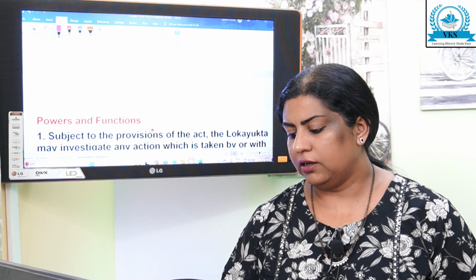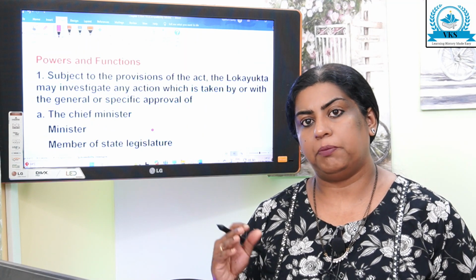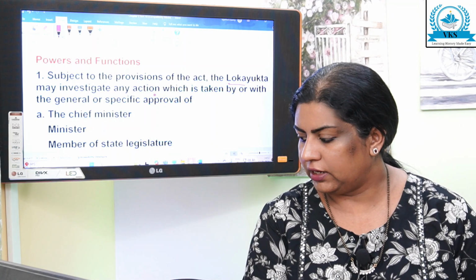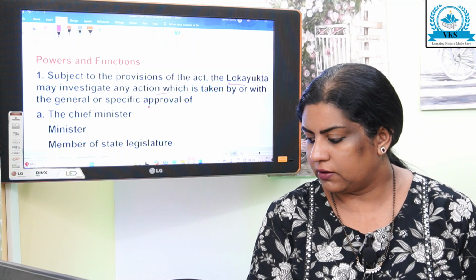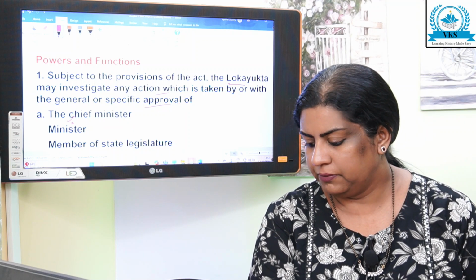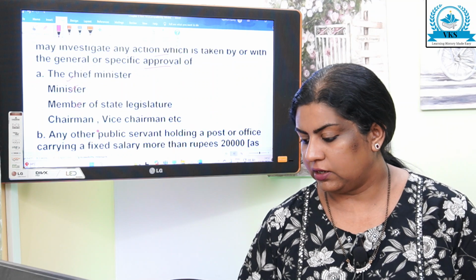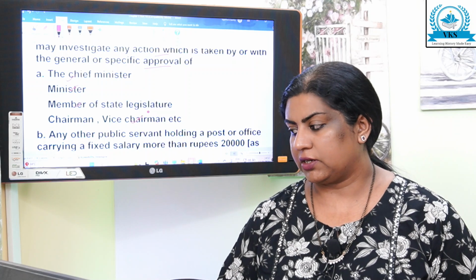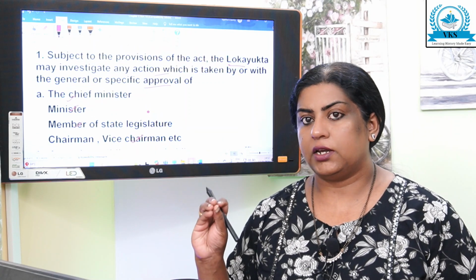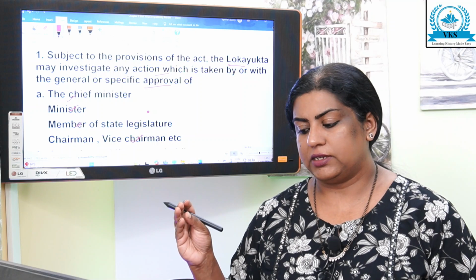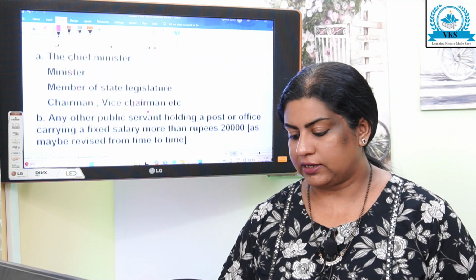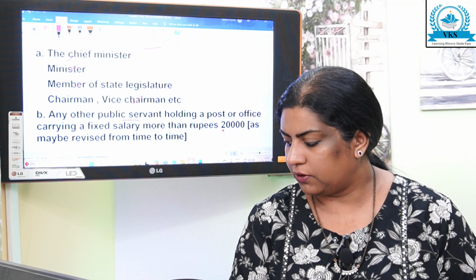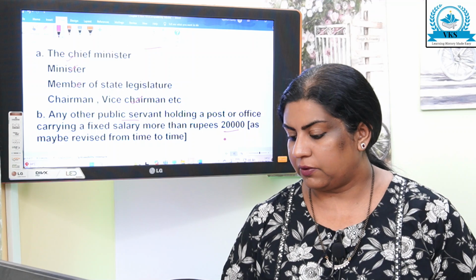Now, that is regarding the Lokayukta of Karnataka. Now, let us see the powers and functions. Subject to provisions of the Act, the Lokayukta may investigate any action which is taken by or with the general or specific approval of Chief Minister, Ministers, members of State Legislature, Chairman, Vice Chairman, etc. Any other public servant holding a post or office carrying a fixed salary of more than rupees 20,000, as may be revised from time to time.